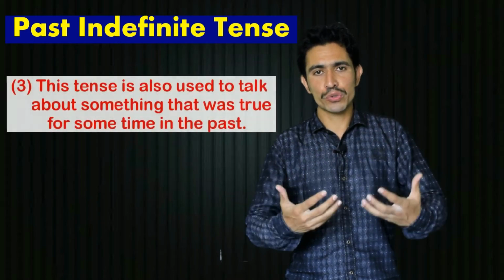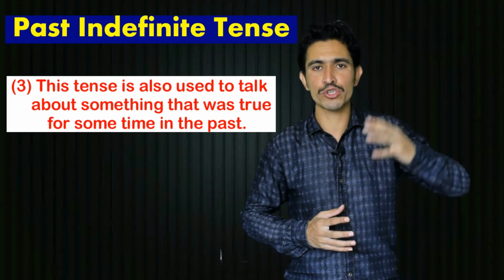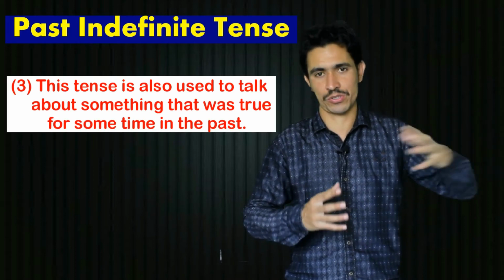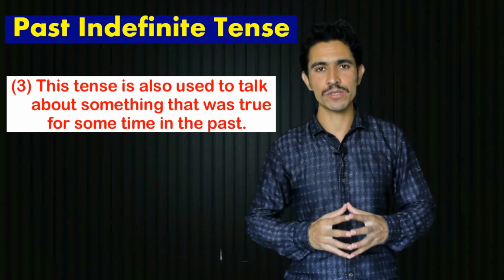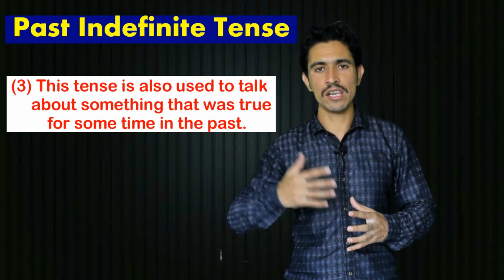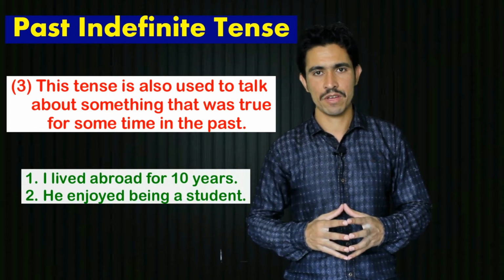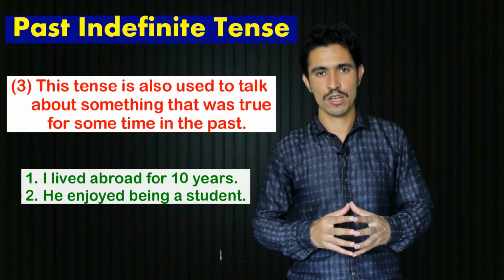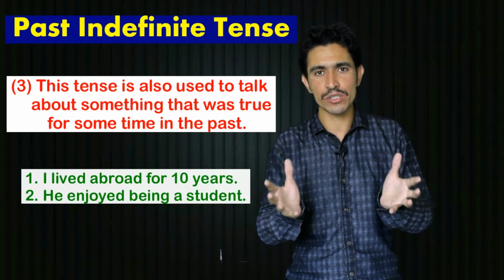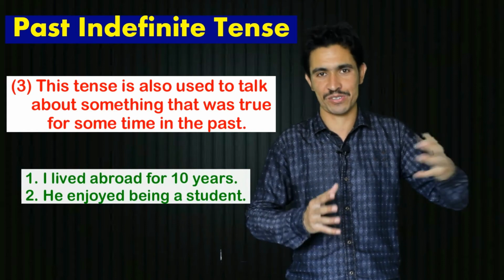And we can also use simple past tense to talk about something that was true for some time in the past. I will give you some examples. I lived abroad for 10 years. He enjoyed being a student. So all these sentences show that something was true for some time in the past.